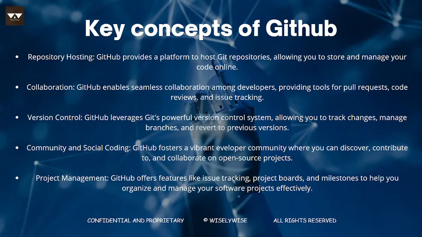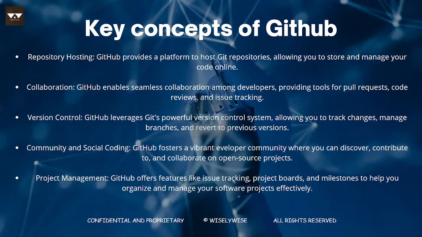Last but not the least comes project management. It offers tools for project management such as issue tracking, project boards, and milestones to help you organize and manage your software effectively. So GitHub's popularity and widespread adoption have made it an essential platform in the software development industry. It provides a seamless environment for developers to showcase their skills, contribute to open source projects, and collaborate with teams. Many companies hire people on the basis of their GitHub activity because GitHub is the place wherein we keep all the work we have done, wherein we showcase all our projects. So GitHub is like a portfolio for developers.